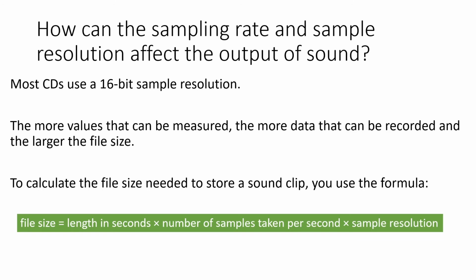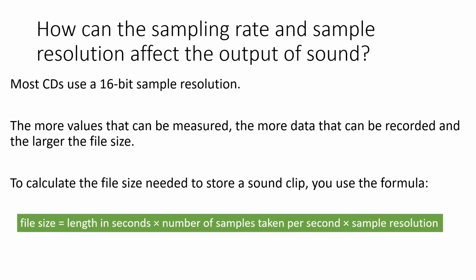Calculation-wise, the file size needed to store a sound clip is this particular formula: length in seconds multiplied by the number of samples you're taking per second multiplied by the sample resolution. That will give you an answer in bits. So very much like images, where it was number of pixels multiplied by color depth to give you the answer in bits. This one, where you have the number of samples per second multiplied by the sample resolution multiplied by how long that clip is, will give the answer in bits.